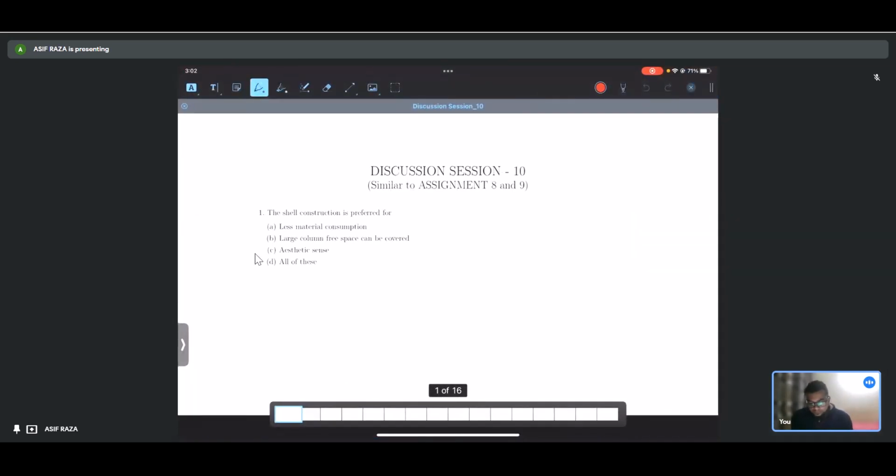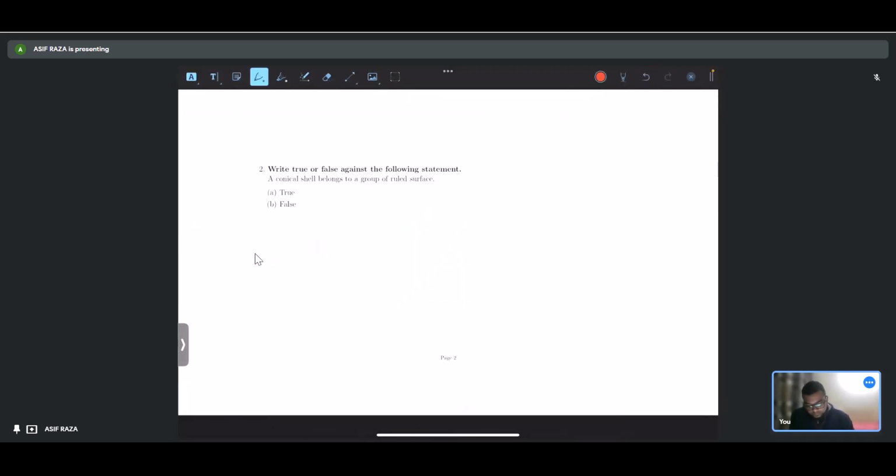Yeah, so the first question is: the shell construction is preferred for which reason? The first option is less material consumption, the second is that a large column-free space can be covered, and the third is aesthetic sense. The fourth option is all of these, and the correct answer is all of these. So, next question. Write true or false against the following statement: a conical shell belongs to a group of ruled surfaces. Is it true or false? Yeah, it's true.